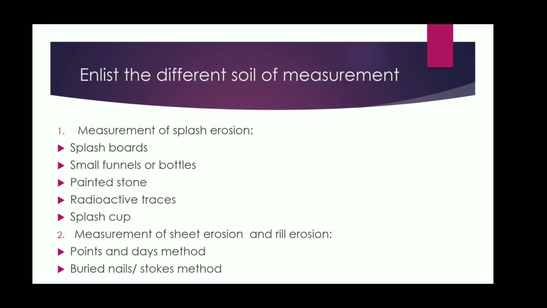Analyze the different soil erosion measurements. First, measurement of splash erosion: splash boards, small funnel or bottle, painted stone, radioactive tracers, splash cup. Measurement of sheet erosion, rill erosion: pin and washer method, buried nail, Stokes method.